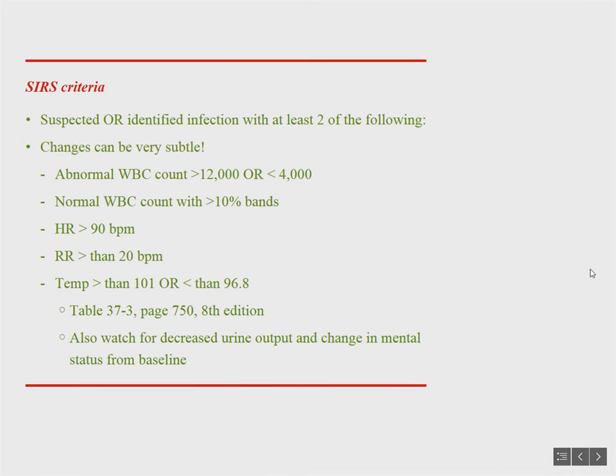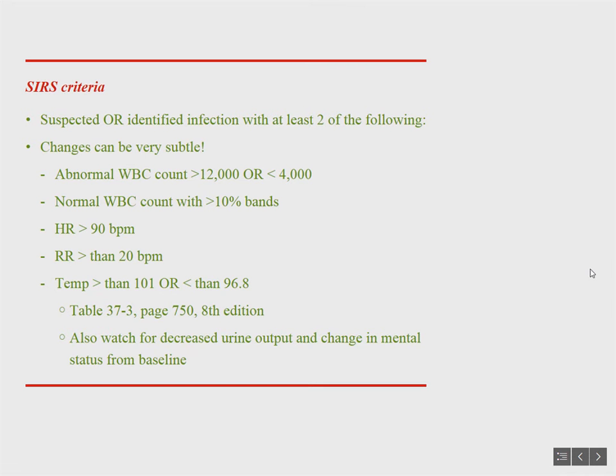Okay, so how do we identify these patients? There is something that we call SIRS criteria. You may have seen it in your hospitals. Those of you that work in hospitals or have spent any time in hospitals may have heard talk of the SIRS criteria. This is the systemic inflammatory response syndrome criteria. This was created to help us identify patients who are at risk for sepsis, or that may be potentially developing sepsis. It says at the top here, suspected or identified infection with at least 2 of the following.